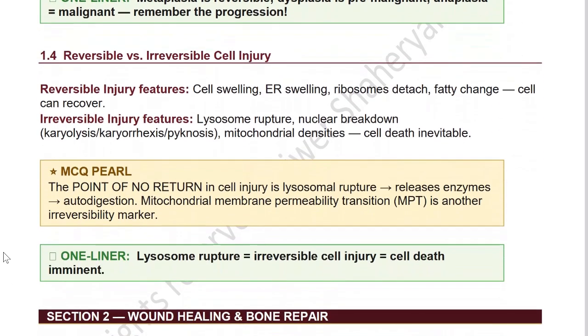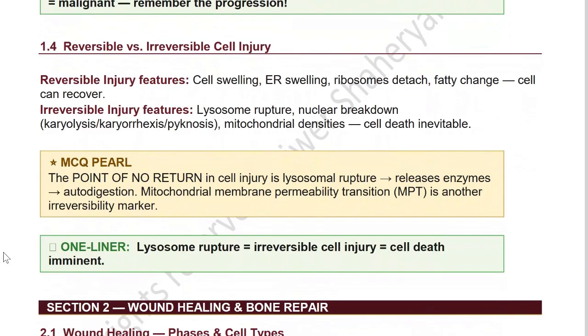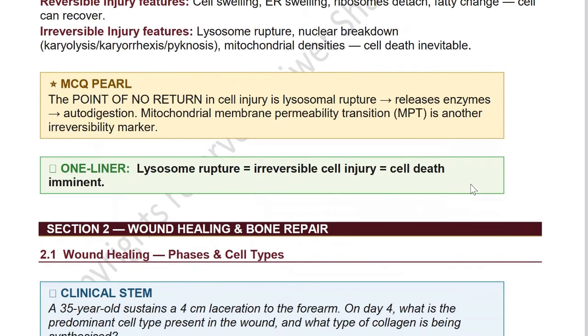One-liner to remember, metaplasia is reversible, dysplasia is pre-malignant, and anaplasia is malignant. Okay? Now let's talk about reversible and irreversible cell injury. Reversible cell injury is cell swelling, endoplasmic reticulum swelling, ribosomes detach, fatty change, and then the cell can recover. Irreversible injuries include lysosomal rupture, nuclear breakdown, karyolysis, karyorrhexis, pyknosis, mitochondrial densities, and these are all just cell death inevitable.